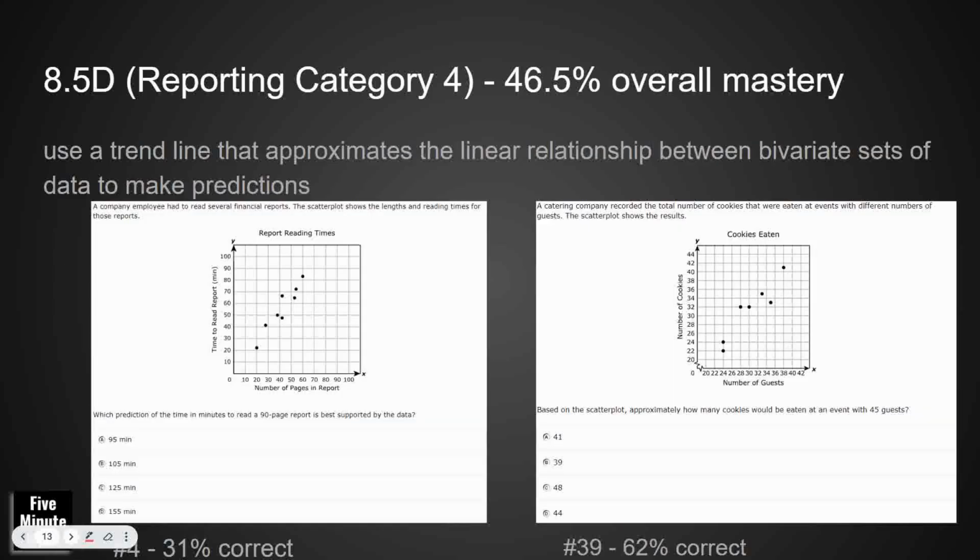So next we are looking at 8.5D. This is reporting category 4. We had 46.5% overall mastery.